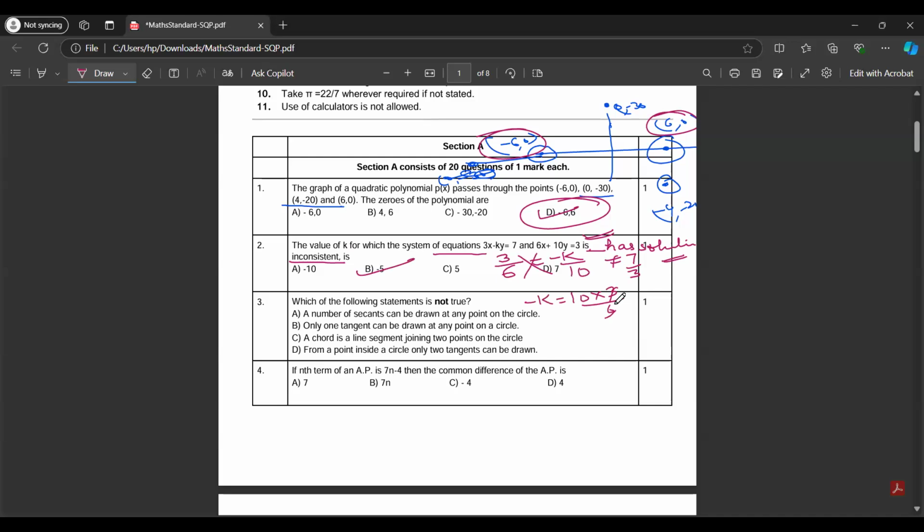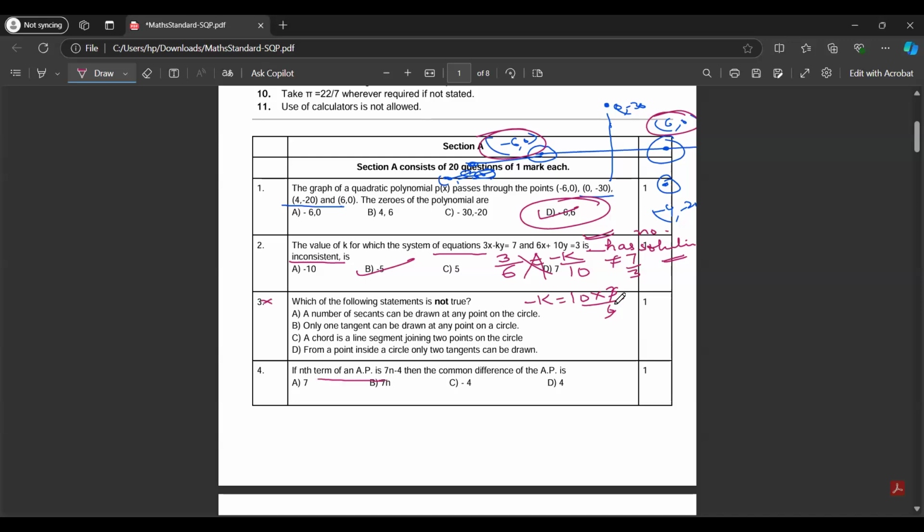What do you mean by inconsistent? Consistent means having a solution. Inconsistent means no solution. Fine? Understood? Yes.